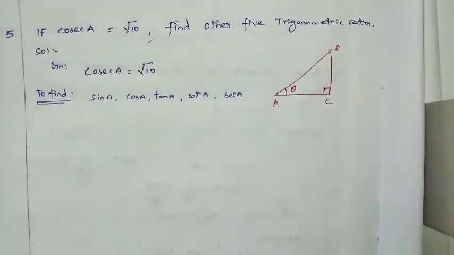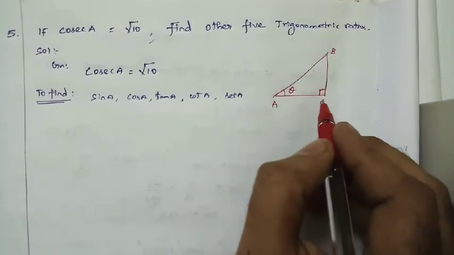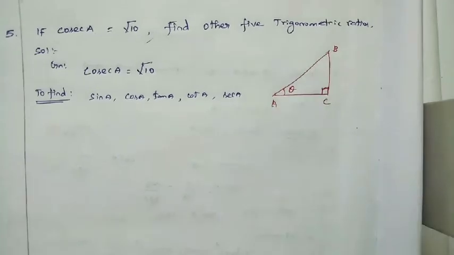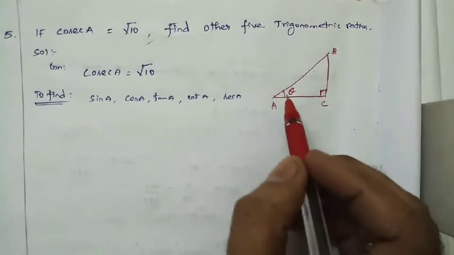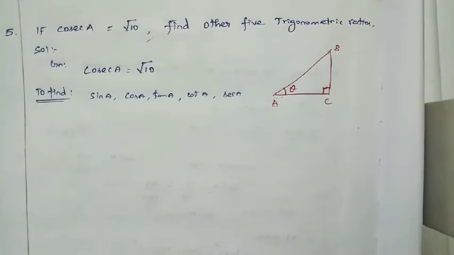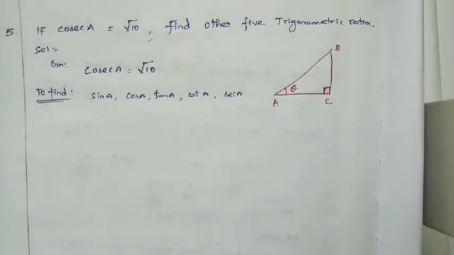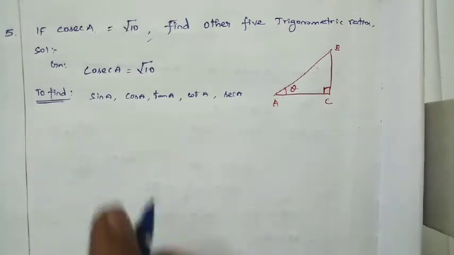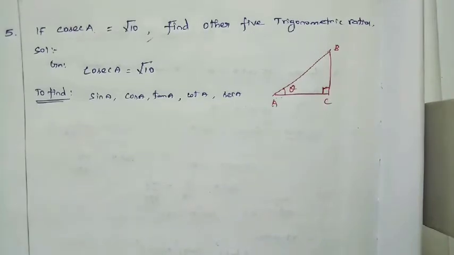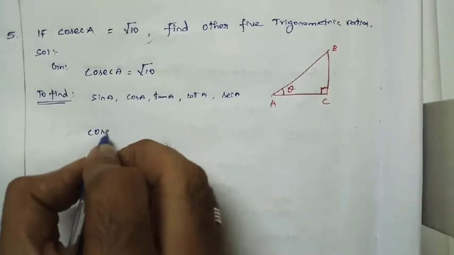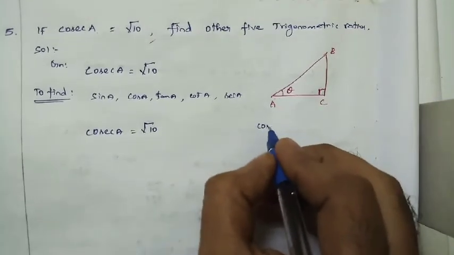So here in this right angle triangle, C is the right angle. In a right angle triangle ABC, C is the right angle, and for the acute angle, whether angle A or angle B, we are going to find angle A only, right? So now we are going to find the trigonometric ratios for angle A. They have given that cosec A is equal to root 10, right? Already we know the formula. What is it? Cosec A is equal to, what is it?